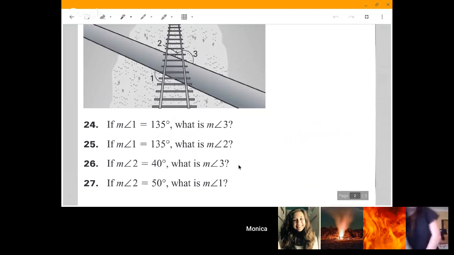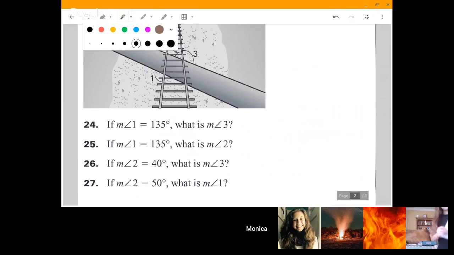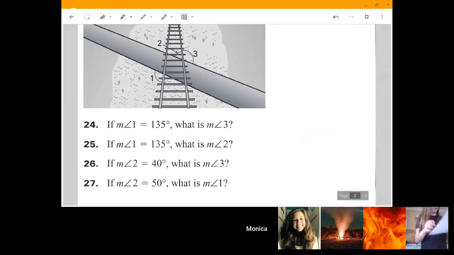Okay, so for 27, if we know this measure of angle 2 here, that color doesn't show up very well. Hold on. If we know angle 2 here is 50 degrees, right? And then we need to figure out the measure of angle 1.